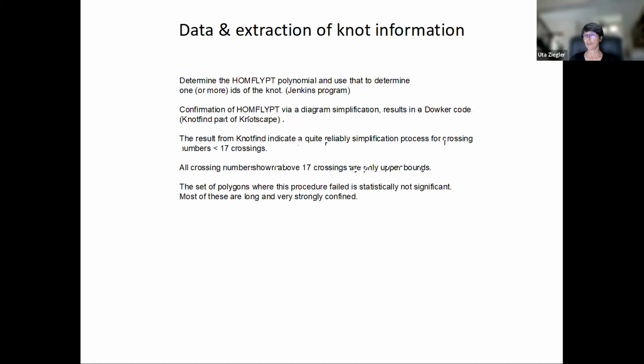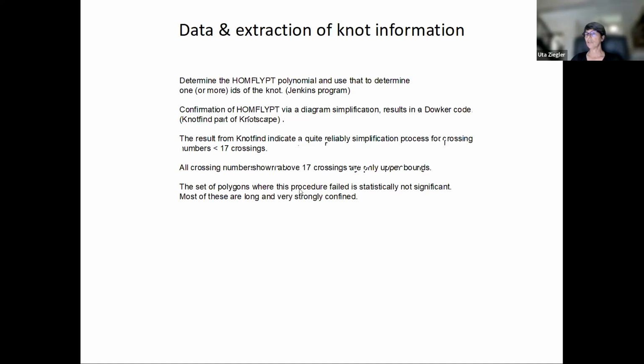Any crossing number we indicate which is larger than 17, you have to think about as an upper bound. But there's no reason to assume that it works well up to and including 16, and then all of a sudden breaks down at 17, 18, 19. Though the further we get away from 16, the less we actually know.